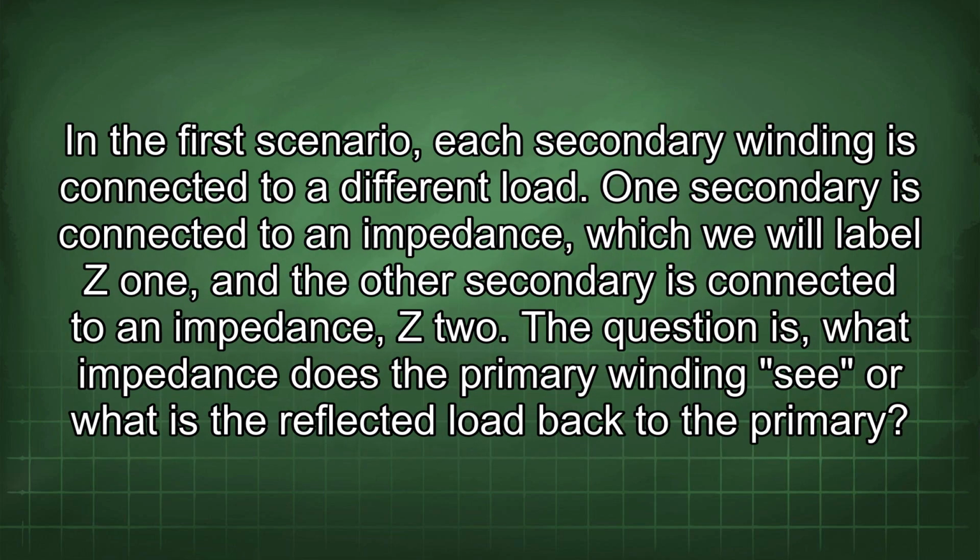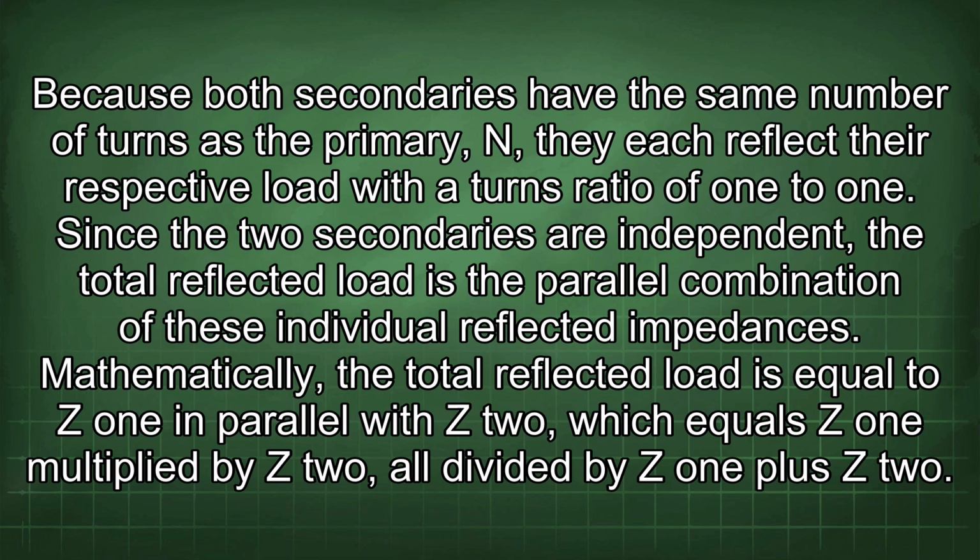In the first scenario, each secondary winding is connected to a different load. One secondary is connected to an impedance, which we will label Z1, and the other secondary is connected to an impedance Z2. The question is, what impedance does the primary winding see, or what is the reflected load back to the primary? Because both secondaries have the same number of turns as the primary, N, they each reflect their respective load with a turns ratio of 1:1.